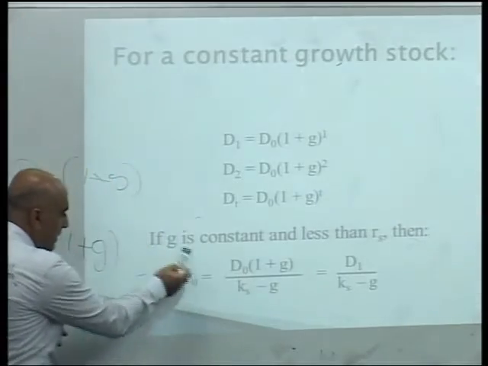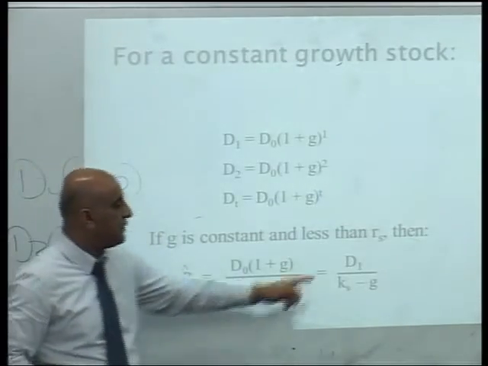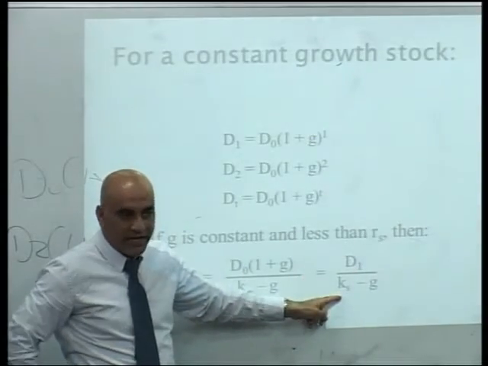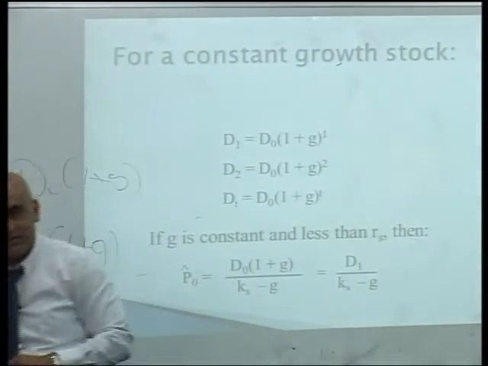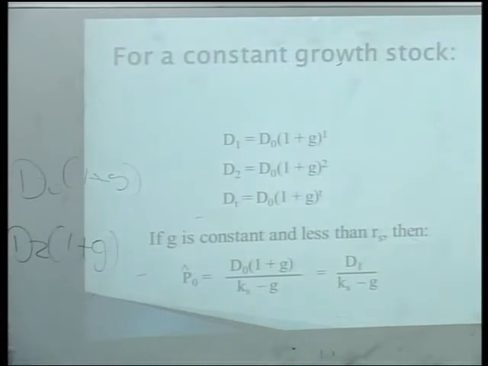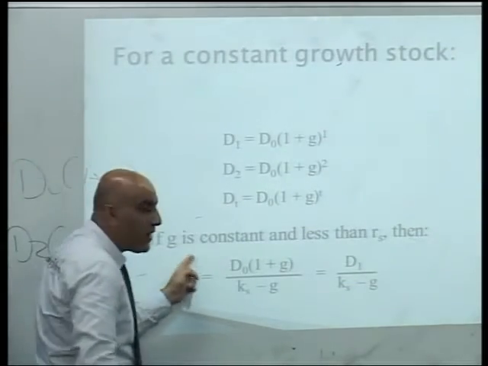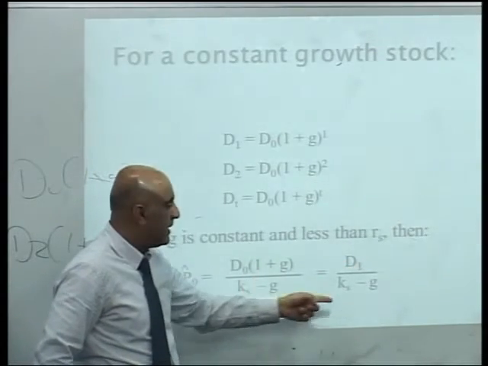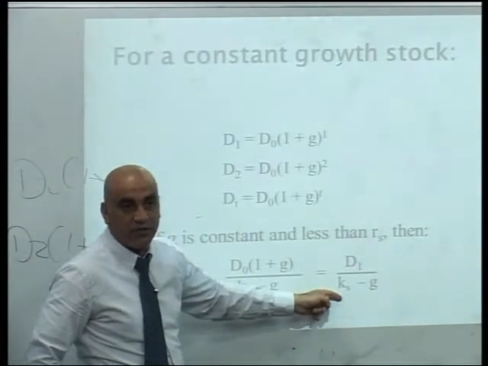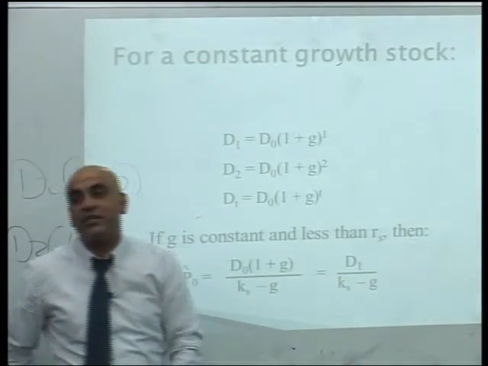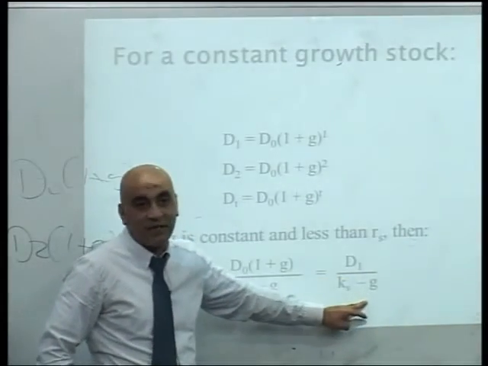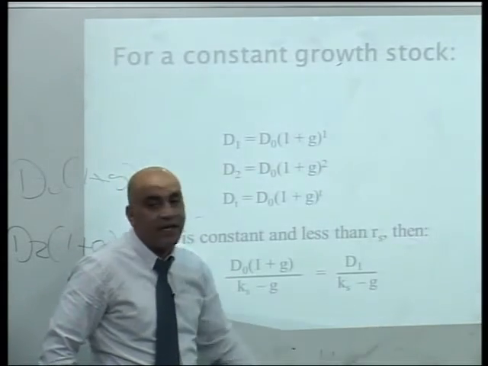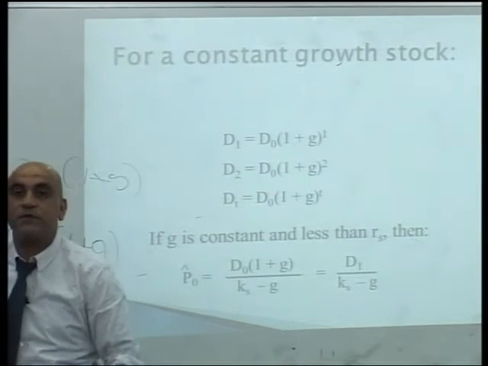Again, the price is a positive function of dividends, a negative function of Ks, the required rate of return, and a positive function of G. Because look, G here is a minus and is deducted from the Ks required rate of return, so it is a positive function.